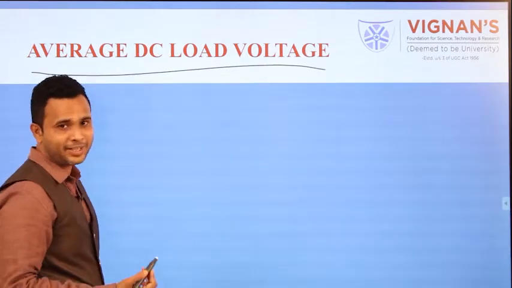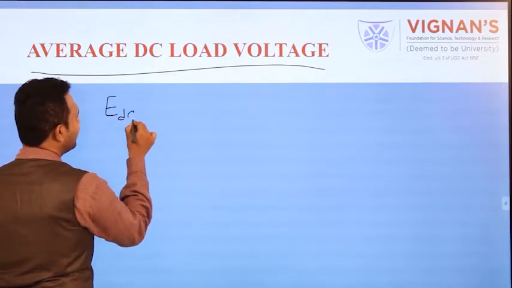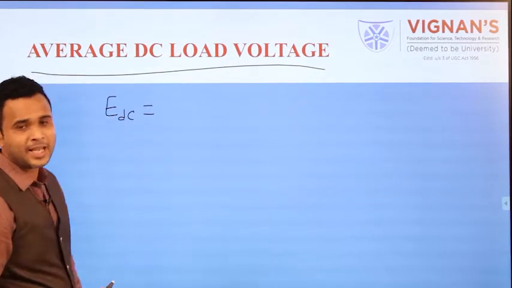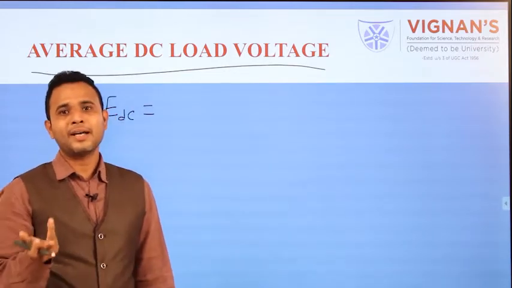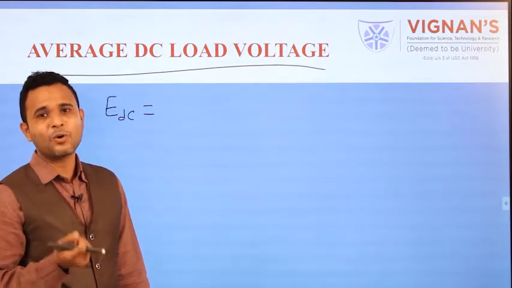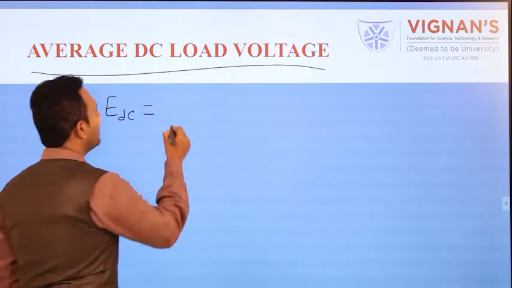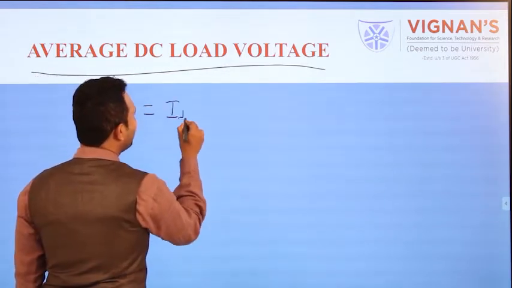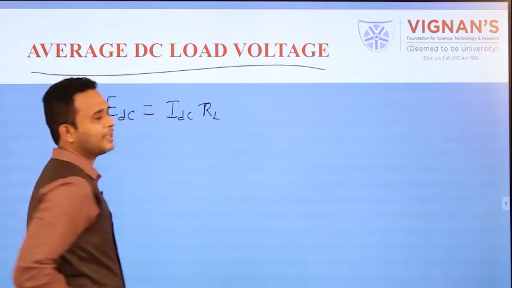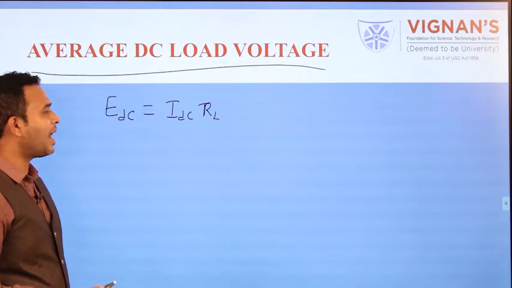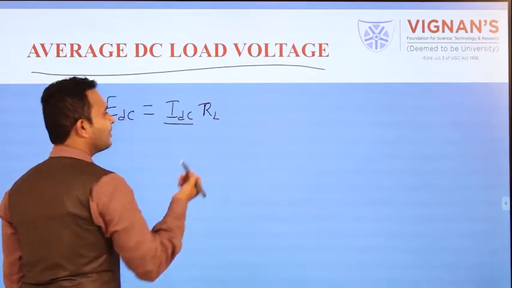So what is our average DC load voltage? The average DC load voltage is taken as EDC. So how can we write the average DC voltage? The basic formula is V equal to I into R. So here I can write the total DC current, IDC, into RL. Right? So what is meant by IDC?